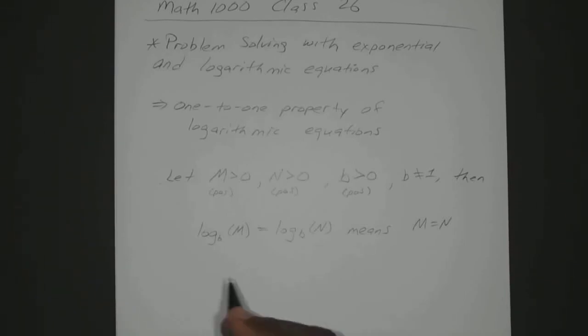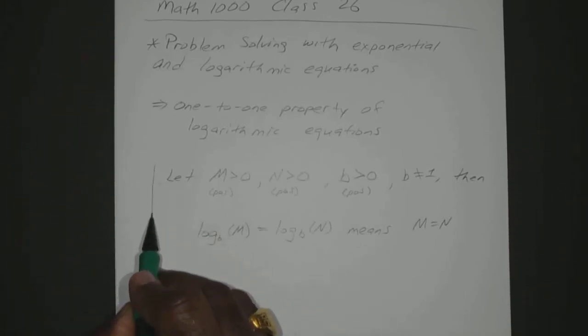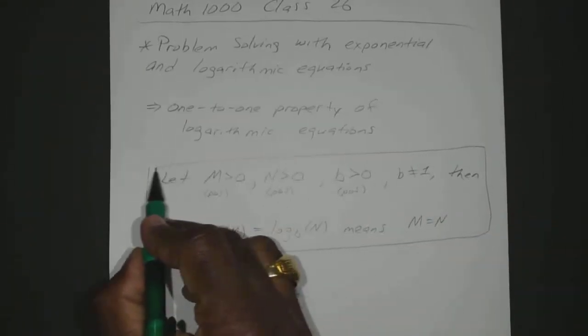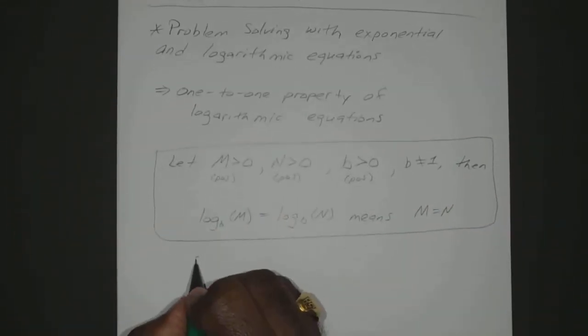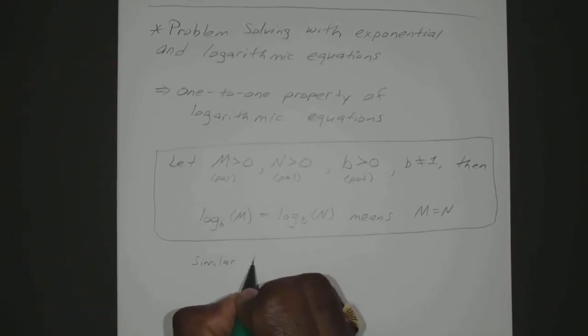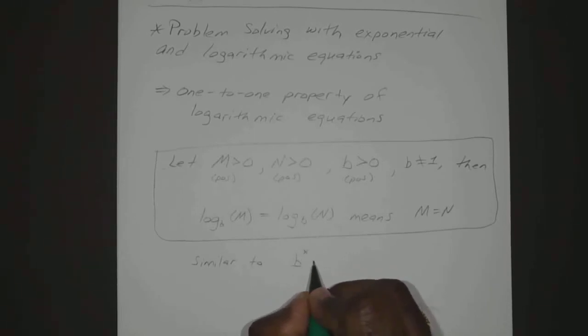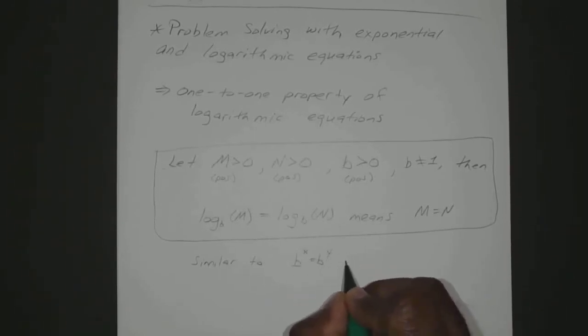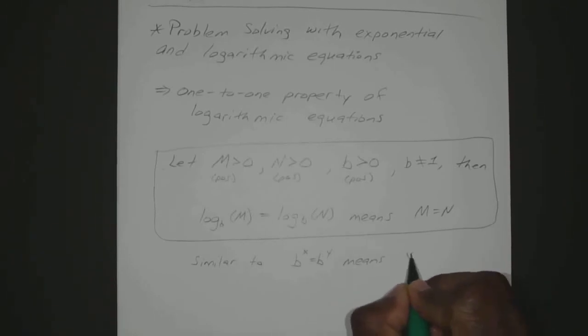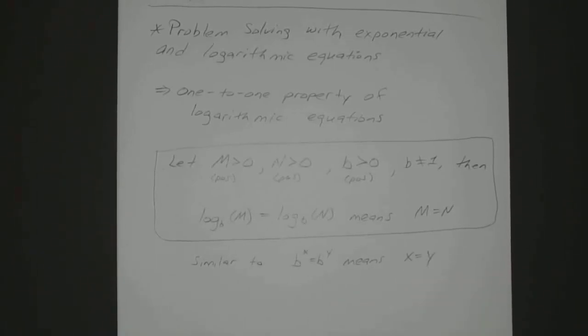So it's similar to the one we did before, where if you have b to the power of x equals b to the power of y, that means x equals y. Same thing, but instead of the exponents, we're applying it to logarithms. As long as the base is the same, the inside has to be equal for that to be true.